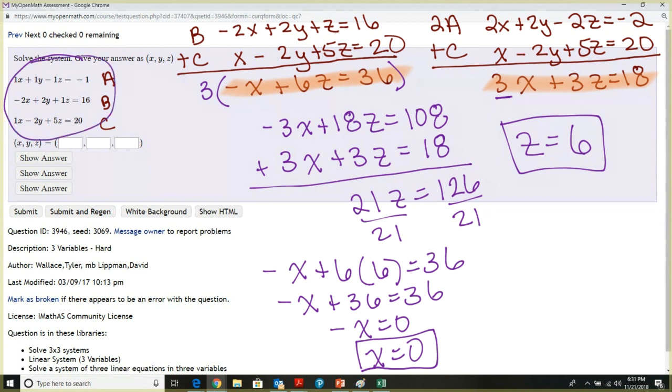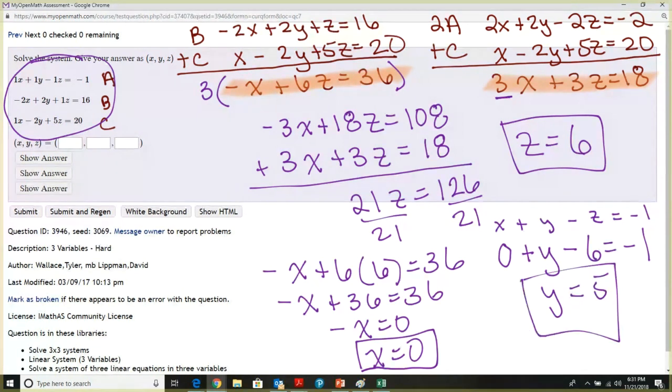Now that I have x and z, I can go back to the originals and just pick one of those. How about the first one? The first one says that x plus y minus z should equal negative 1. So if I just add the 6 to the other side, I get that y is 5, and I have them.